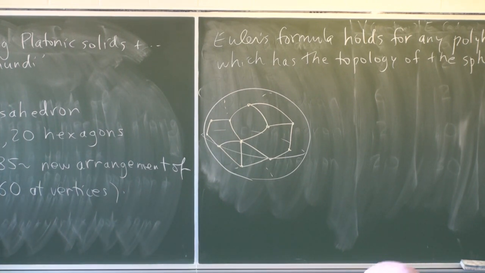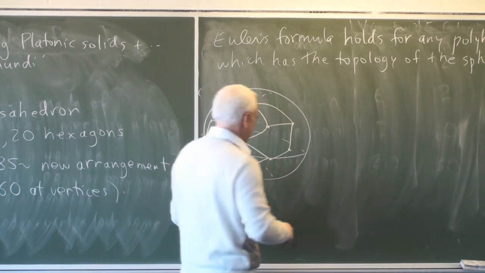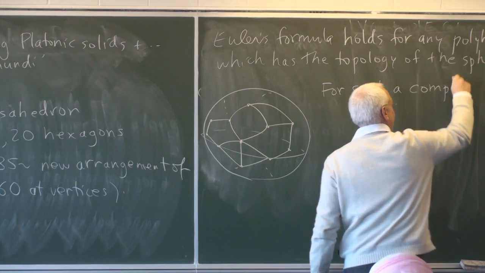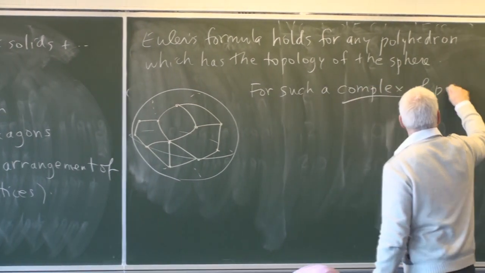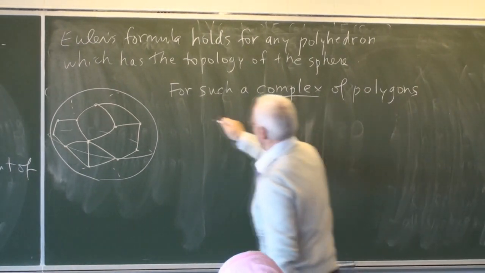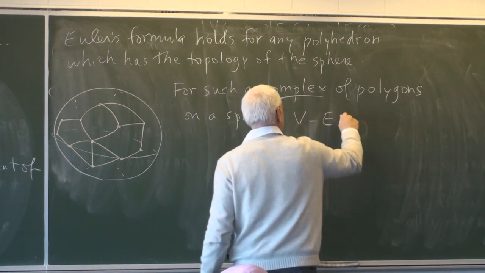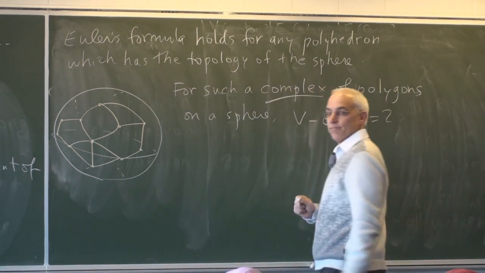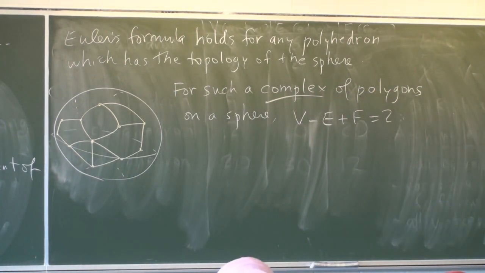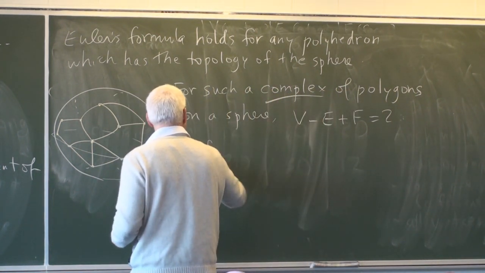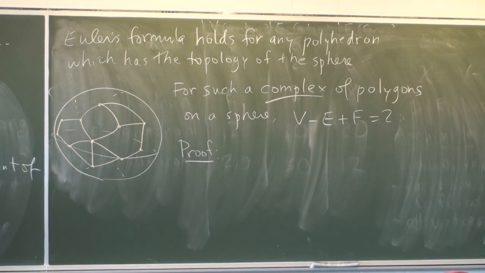Okay. And what we want to do is prove that for such a thing, sometimes called a complex of polygons on a sphere, if we count the number of vertices, subtract the number of edges, add the number of faces, we get 2. So I'm going to give you a proof, which will introduce some other interesting ideas that are going to be important for us.